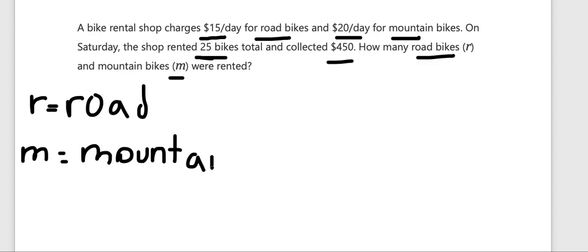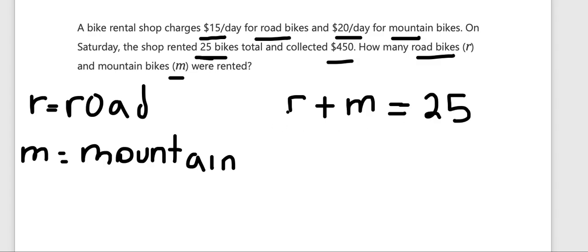So like I said, the first equation is going to be the total bikes. Road bikes plus mountain bikes equals how many bikes they rented? They rented 25. So there you go. That is our first equation. Very simple. I don't know how many road bikes, I don't know how many mountain bikes, but that equals 25. This could be 10 plus 15, or this could be 15 here, 10 here. It doesn't matter. But we know that R represents the total number of road bikes, M represents the total number of mountain bikes. Together is 25 of them.